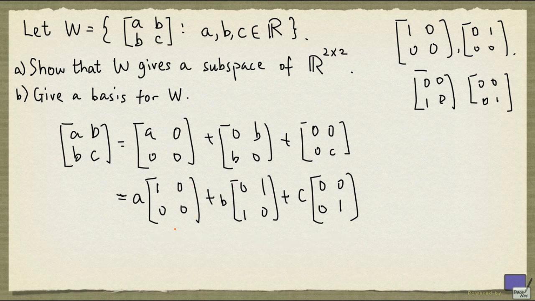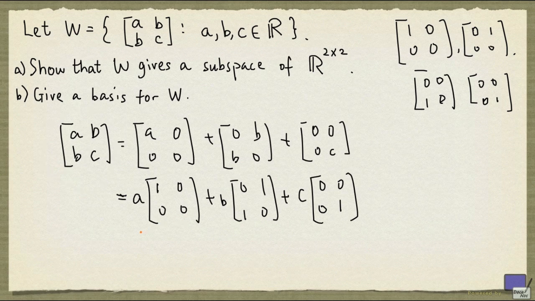So the next question is, are they linearly independent? Remember how we can check linear independence. We set this to the zero vector, in this case the zero matrix, and ask if there are solutions for A, B, and C such that not all of them are zero. But if you look at this matrix here, the only way for this to be equal to the zero matrix is for A, B, and C to be zero.